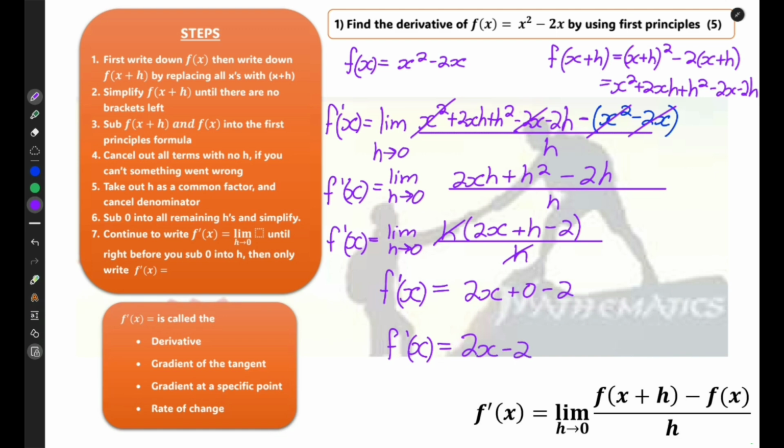And that's it. So it's a lot of writing, but it's not really difficult. The most difficult part is to simplify the f(x plus h) correctly. Then you just sub in, cancel out, and then eventually sub in the 0. Let's do a few more examples so you can really get used to this.